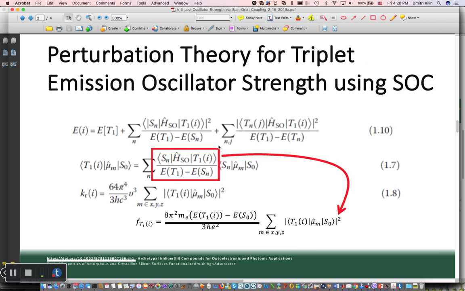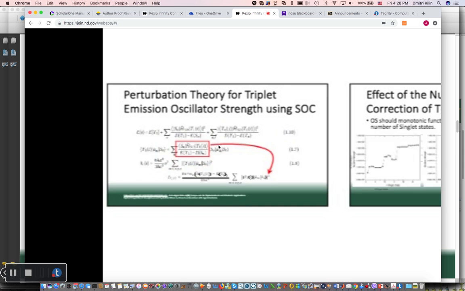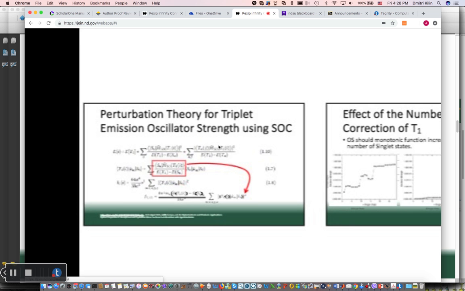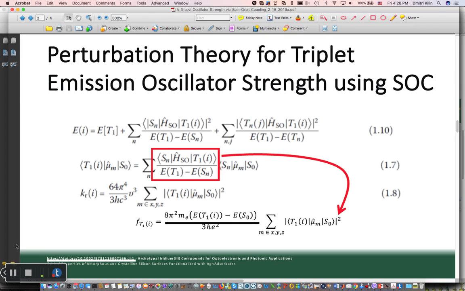This formula, right? Because technically, when you calculate the transition dipole moment, you need the wave function. And if you correct the energy through the spin-orbit coupling, the wave function also has to be corrected. So this mu, which you use as transition dipole moment, where do you get it? That is the output from QChem without spin-orbit couplings. Here's an issue: you correct the energy without correcting the actual transition dipole moment.